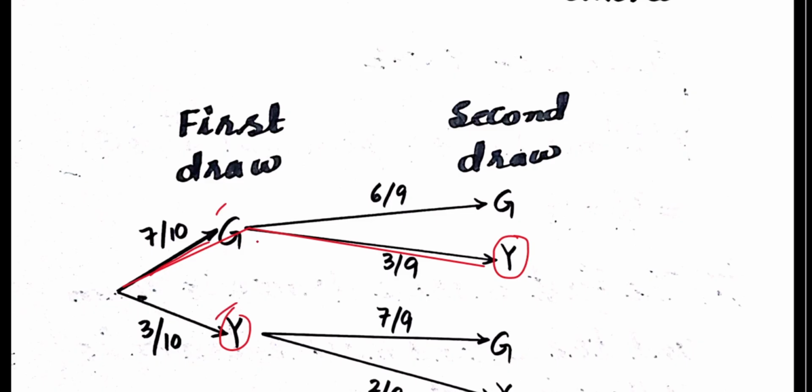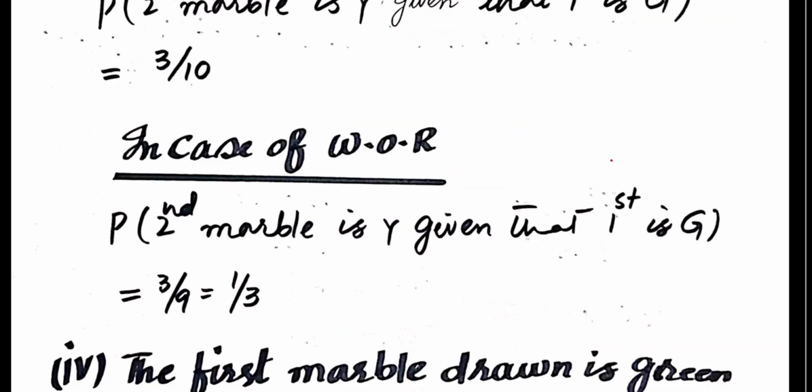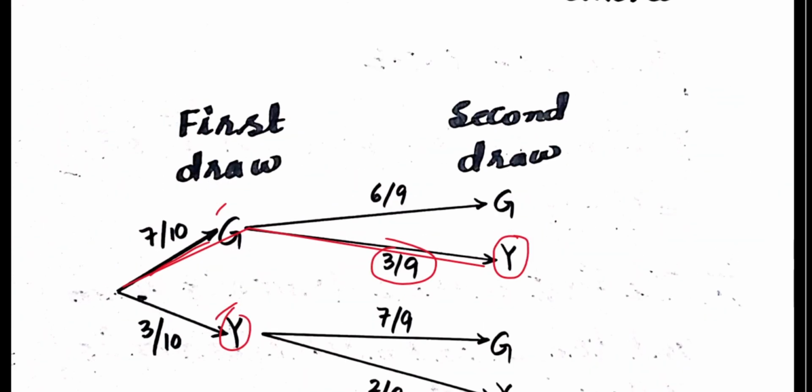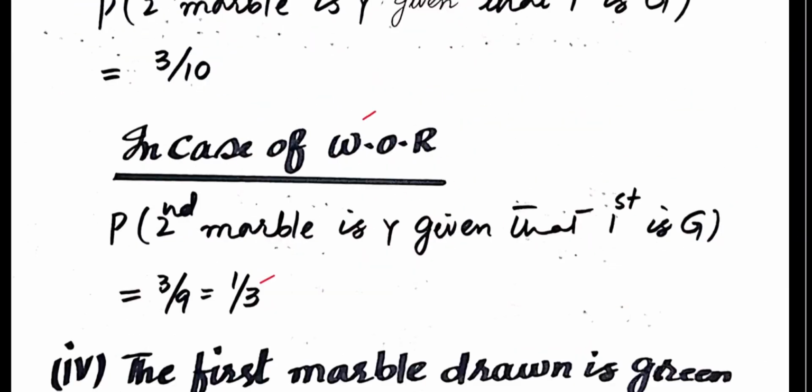So this is 3 by 9 simply. The probability is 3 by 9 in case of without replacement. This is 1 by 3 here. And in case of with replacement, this is the tree diagram for with replacement. This probability is 3 by 10. So from the tree diagram we can find the probability easily.